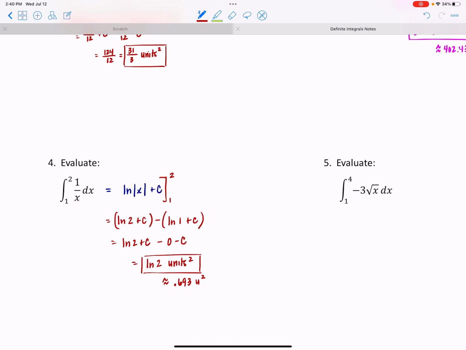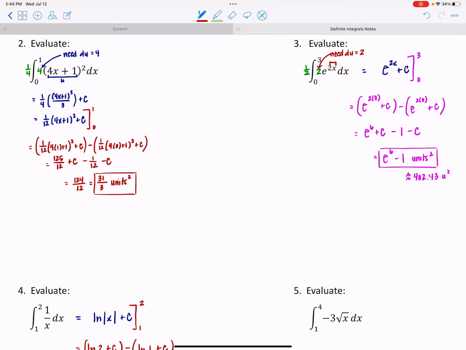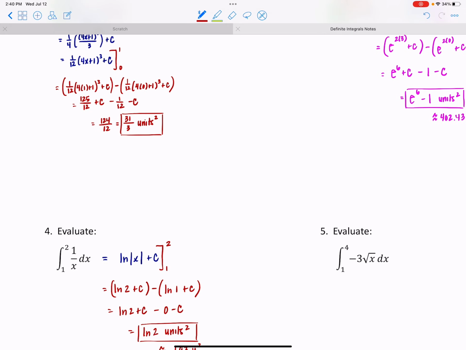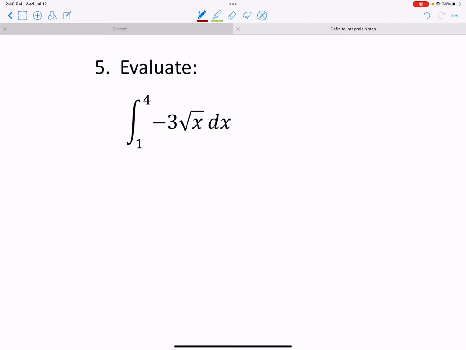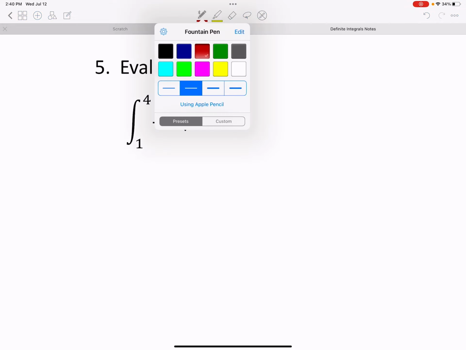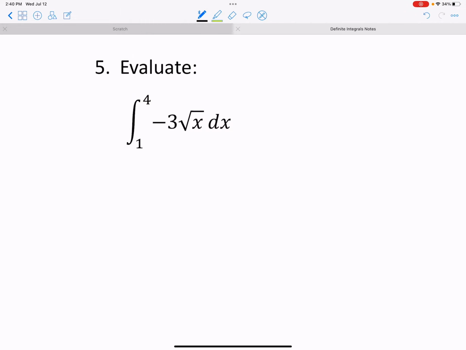All right, so we got some power rule in there. We have e to the u. We have 1 over x. Let's get a radical in there because I know how much everybody loves radicals. So I would start by rewriting this, of course, like I always do, as the integral from 1 to 4 of -3 times x to the 1/2 power. I don't know why I put parentheses there. Not wrong, just not necessary.